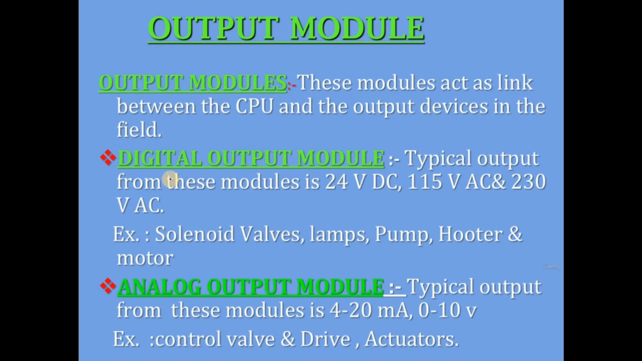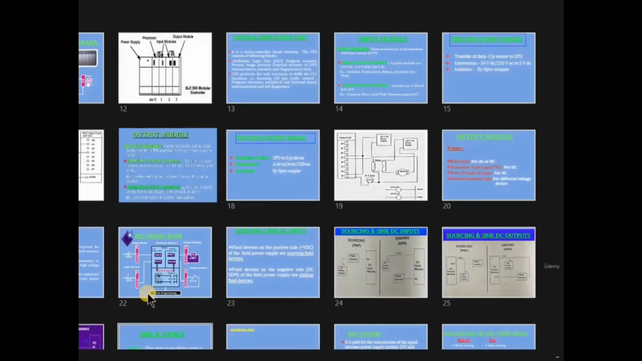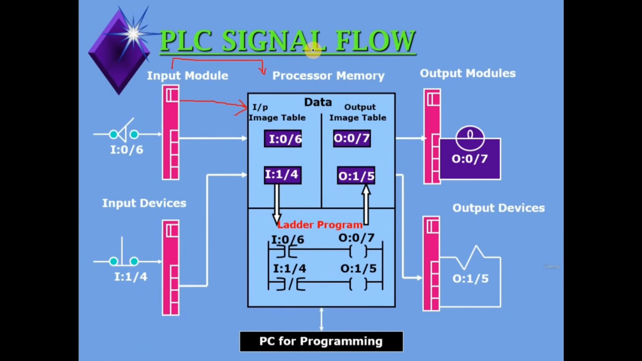So as we have already discussed what is digital and what is analog, here we are just going to understand the examples, when we require them, and how we can connect the output module to the PLC. Basically, the output module is a link between the CPU and the output devices, right? So here I'm just showing you the PLC signal flow.